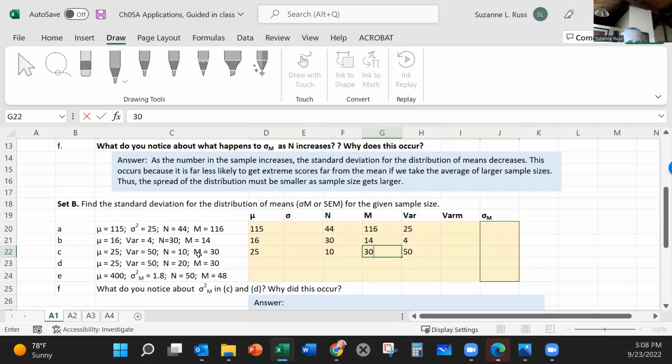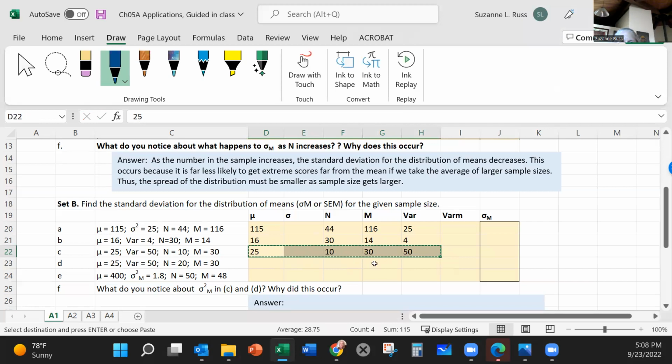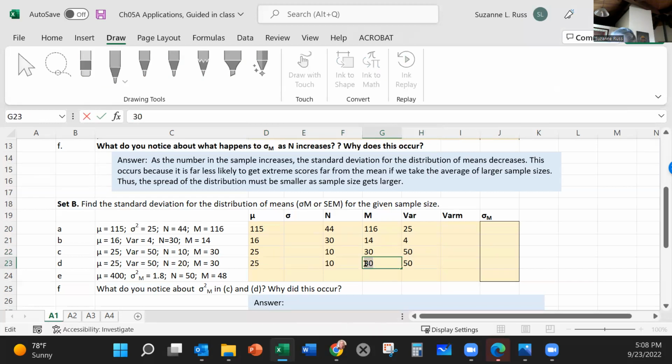The next problem looks like it's all the same except N is 20, so I'm going to copy and paste. And finally, we have mu is 400. Ooh, here we have standard variance for the distribution of means at 1.8. N is 50. And M is 48. I don't even know if we need to have M in here for this problem. I know we don't because I know the formulas. So let's go on and get the correct solutions.